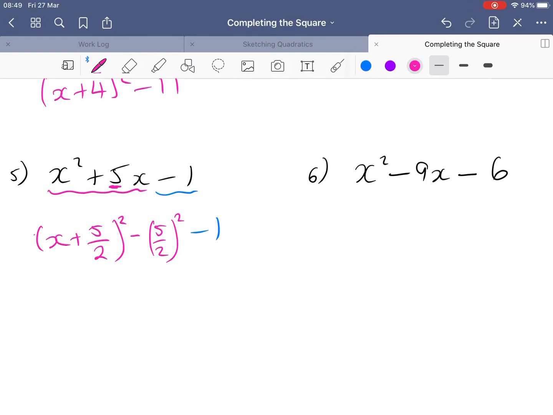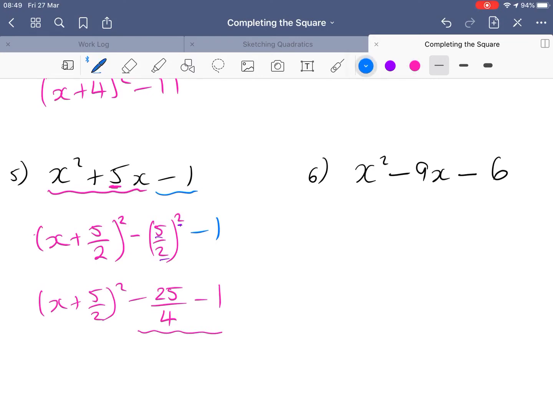And as we know, anything outside a bracket acts on both things inside the bracket. So what we end up with is we've still got this (x + 5/2) squared. Take away, I need to square the 5 in the numerator and square the 2 in the denominator, and then I've still got that take away 1 on the end. So now I've got minus 25 over 4 take away 1, because I want to combine these two parts together.